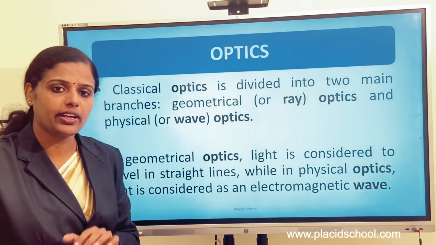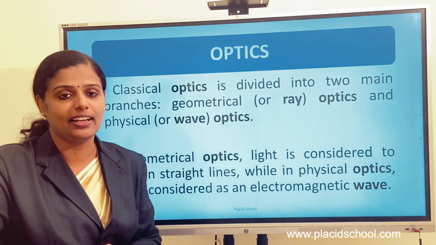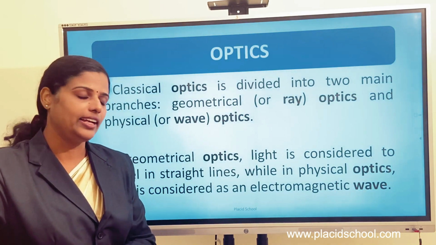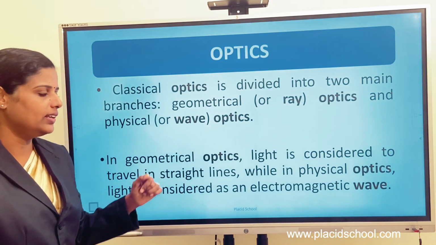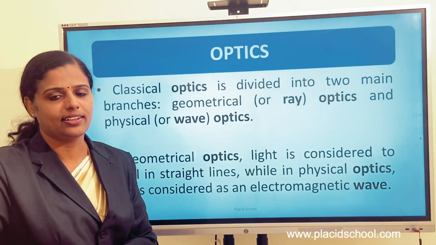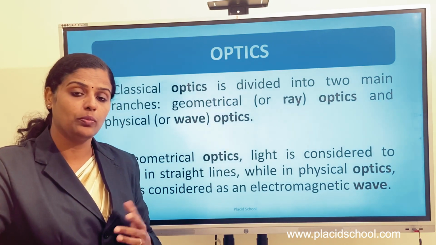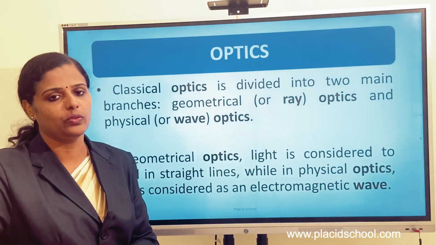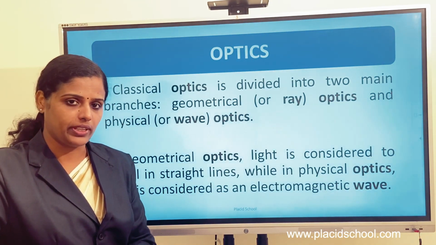In geometrical optics or ray optics, we consider light as a particle and it travels as straight lines. While in physical optics or wave optics, we consider light as a wave. A material has both particle nature and wave nature, which is discussed in quantum optics.